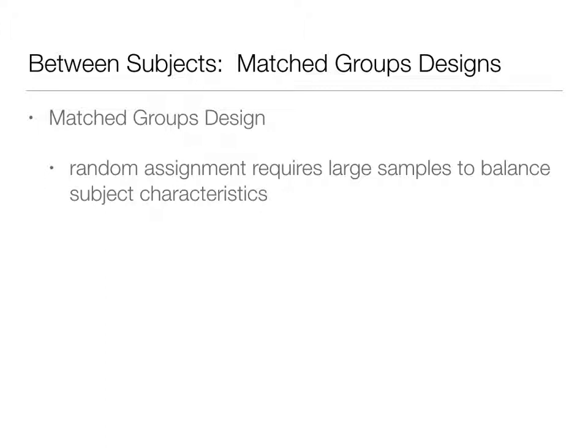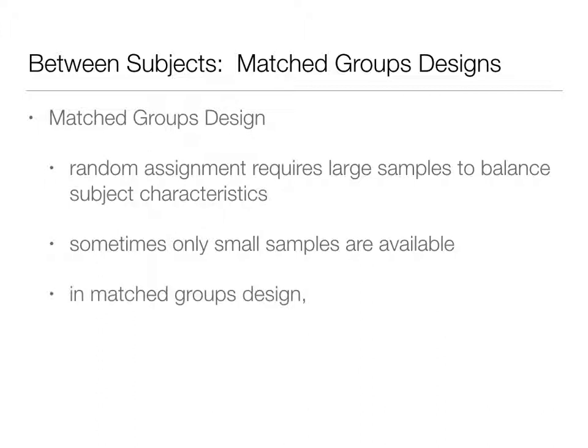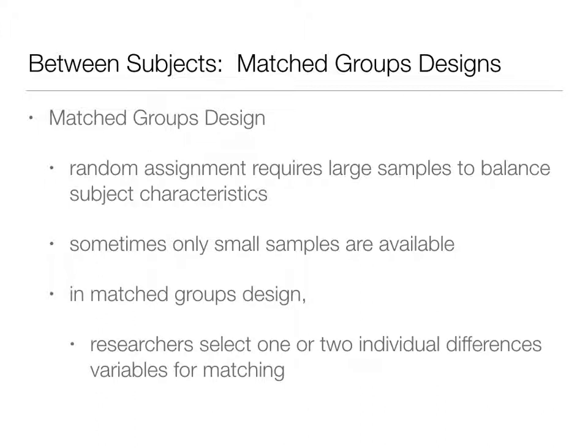number of people. And you want to make sure that those groups are equal on the important characteristics that you have of interest. So when these small sample sizes are available, a matched group design allows us to select one or two individual difference variables for matching. So in our intro video, we talked about matching for IQ. In your lab, you're going to match for height. These are different examples. You could match for both height and IQ. Now, granted, we start to get a lot more complicated when we do that, but that's a possibility.